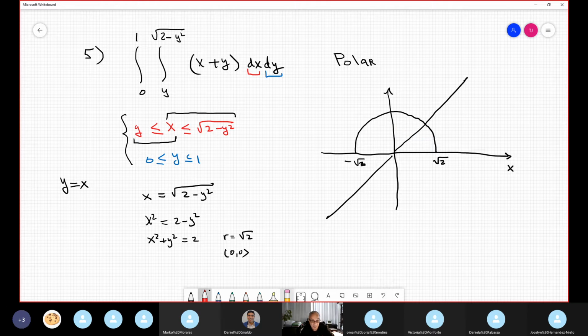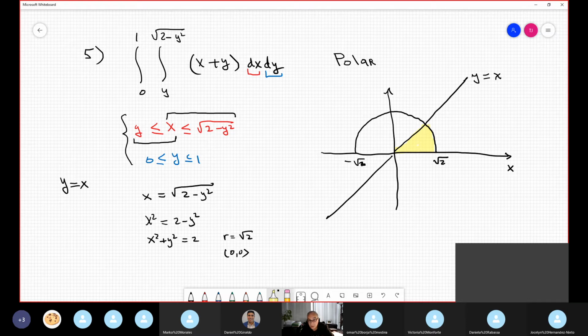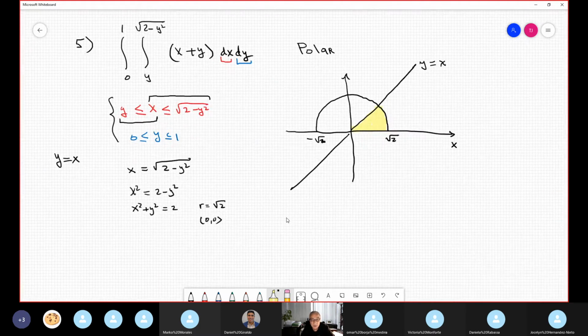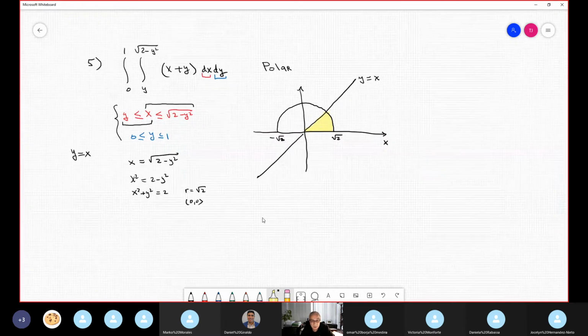Okay, but what is my goal? My goal is completely different. My goal is to change to polar. So basically, this is my region. Yes or no? This is my region. I need to change to polar. Okay, this is my double integral.